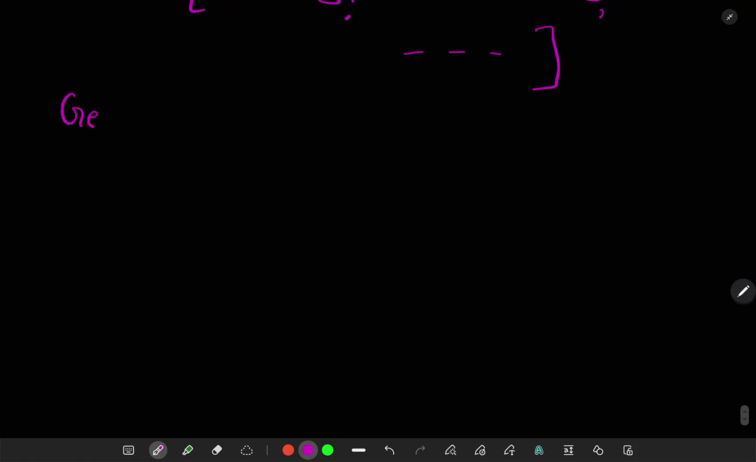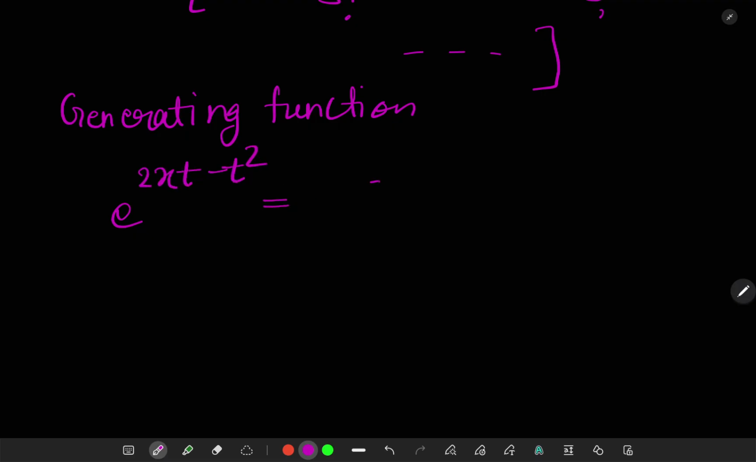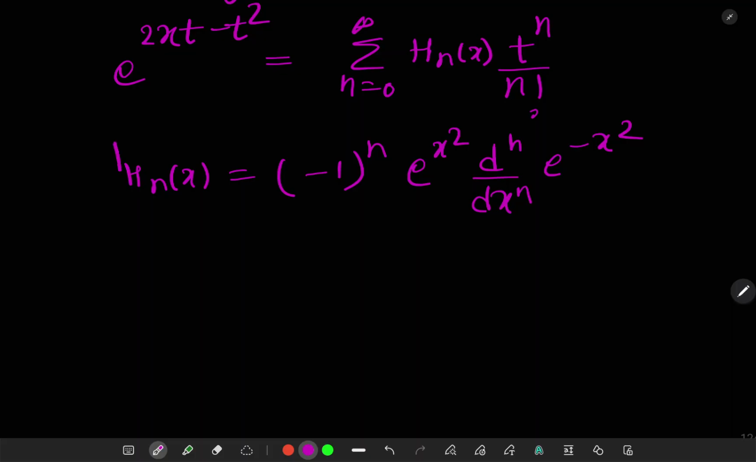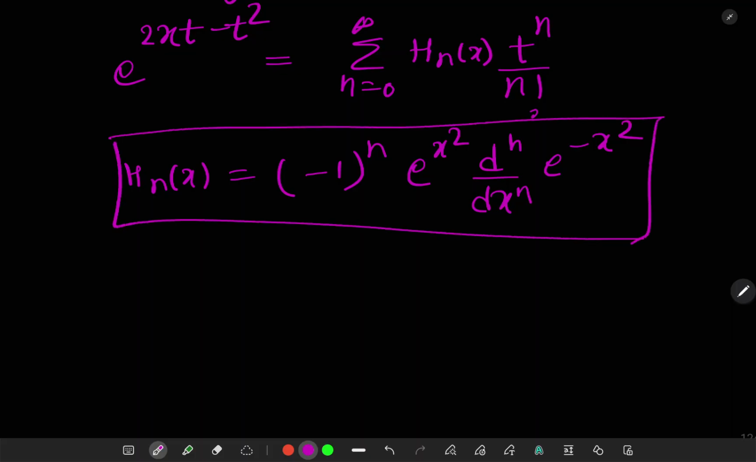Now this is very important, the generating function. This is e raised to power (2xt minus t squared) equal to summation Hn(x) t raised to power n divided by factorial n, and the summation is from n equal to 0 to infinity. Here Hn(x) is equal to minus 1 raised to power n into d^n over dx^n of e raised to power minus x squared. This is the Rodrigues formula of Hermite polynomial.